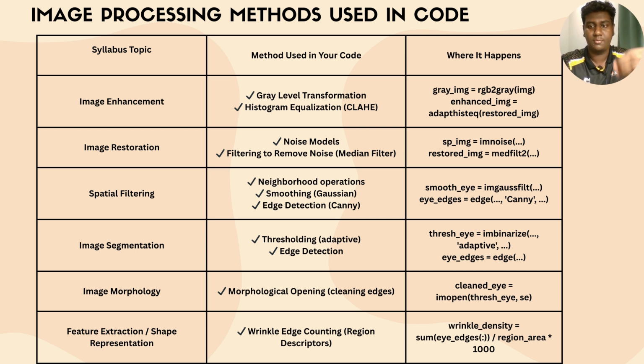The third one is spatial filtering, neighborhood operation, and smoothing. That means the convolution and the edge detection, that is Canny, and the code. And the fourth one is image segmentation, thresholding, adaptive, and edge detection, and that's the coding. And the sixth one is image morphology, morphological opening to clean edges. And the last one is feature extraction and shape representation, wrinkle edge counting, region description, and that's the code.